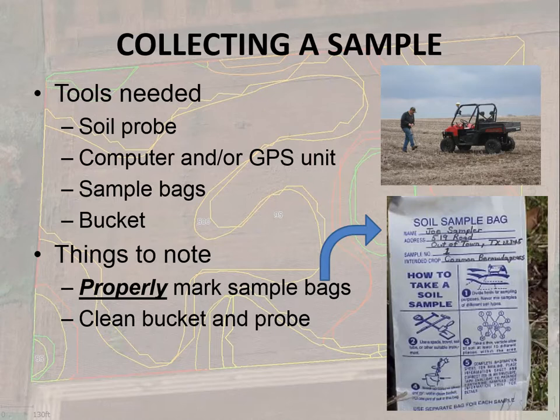The biggest thing to note is that information is vital. So if you're pulling a sample and you're at spot number 1, make sure that your bag is properly marked as well. Not only that, but make sure that the correct field and the correct grower name, that information is correct. The other thing too is once you take a sample from an area, you want to make sure you clean out that bucket really well. And that's where a plastic bucket is good, because they're really easy to clean out, to get any excess residue or soil out of there. And the same thing with the probe.